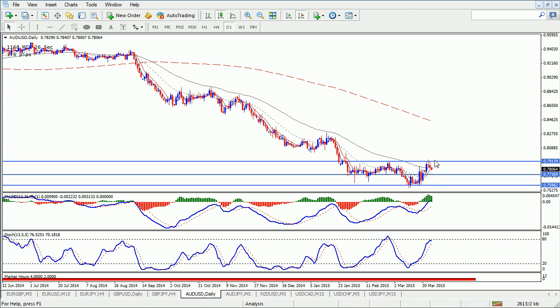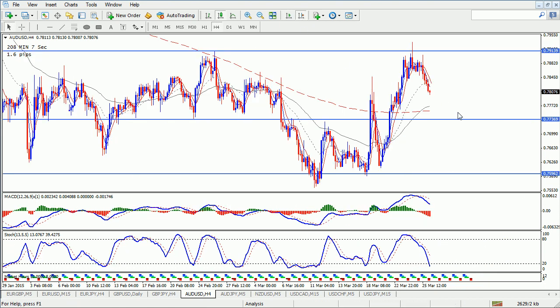If we break above these highs, we could see it over the next couple of weeks get as far as the 200. We could see a total reversal here. But that's a challenge right now. We're going to see how it plays out. I'd like to see it get to about the 0.7736 level. And then from here, we want to play it by ear. See what's going to happen.